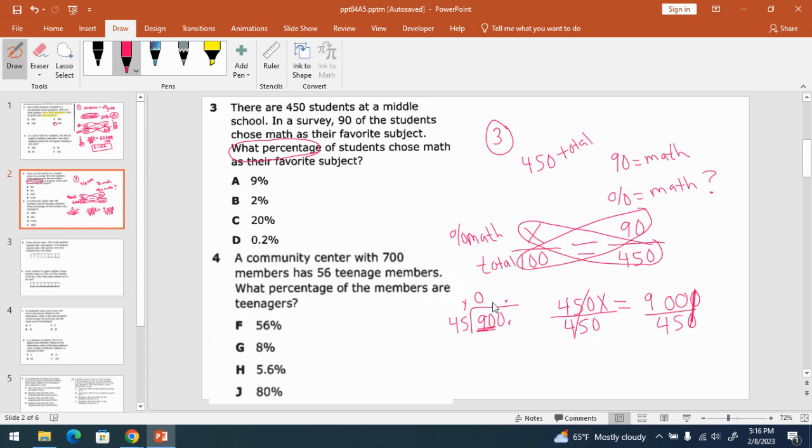45 times what? Well, I can go and try on the side. 45 times whatever you think. I know it's going to be 2, because that would be giving me 90. So this guy becomes 290.